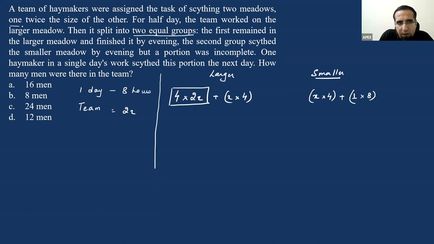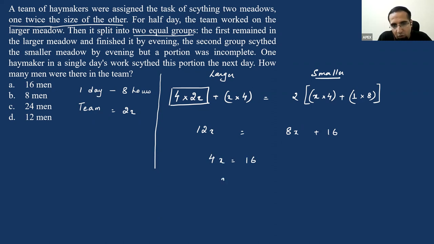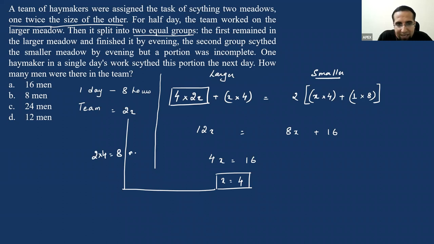Now we are only supposed to use the first part, that is, the total size of the larger meadow is equal to 2 times the size of the smaller meadow. So this is 8x plus 4x, that gives you 12x, is equal to 2 into 4x plus 2 into 8, which is 16. So we get 4x is equal to 16, or we get the value of x is equal to 4. If the value of x is equal to 4, the question is asking you how many men were there in the team. So 2x men were there in the team. Therefore, our answer here becomes 2 into 4. That means 8 men were there in the team, and therefore your answer becomes 8. Clear, guys? So it's a very simple question, not a difficult one at all, and we should have got the answer to this question very easily.